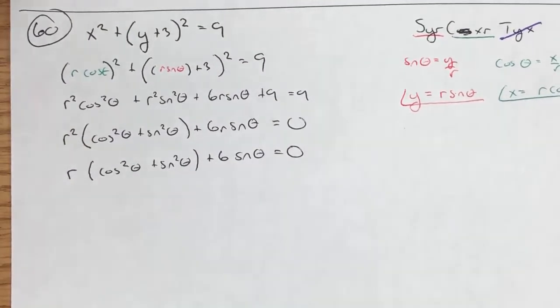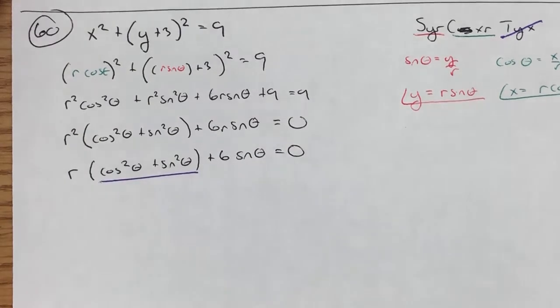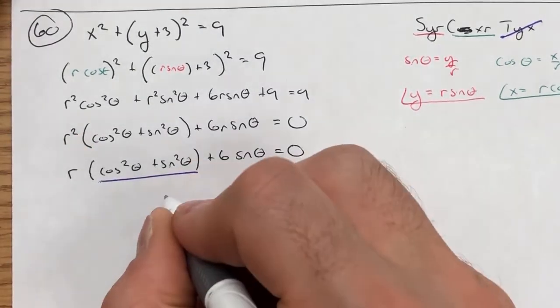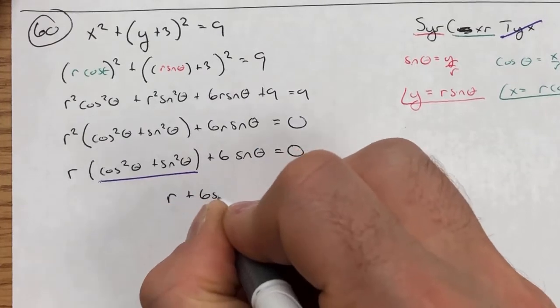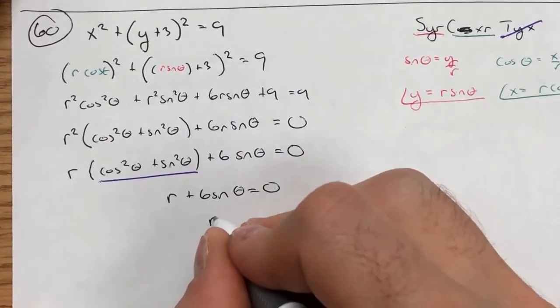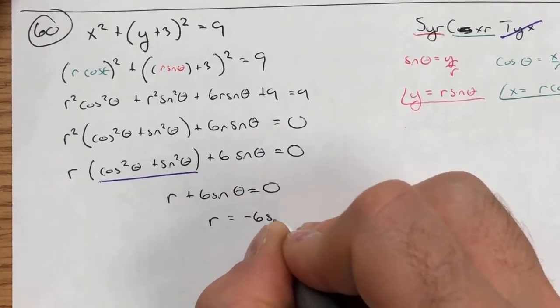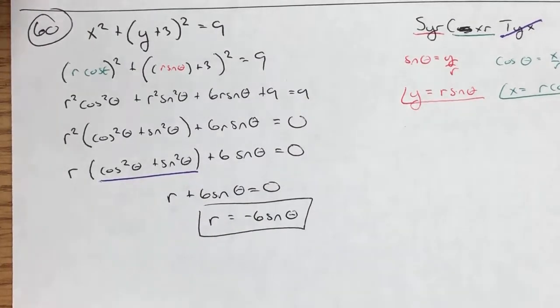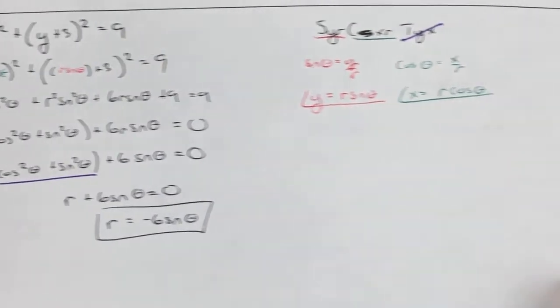The second thing I notice is I have a Pythagorean identity sitting right here. Cosine squared plus sine squared is 1. So it's really saying r plus 6 sine of theta is equal to 0. Isolate my r by subtracting that. R equals negative 6 sine of theta. Awesome. The alternative method to this is by using the Pythagorean Theorem.